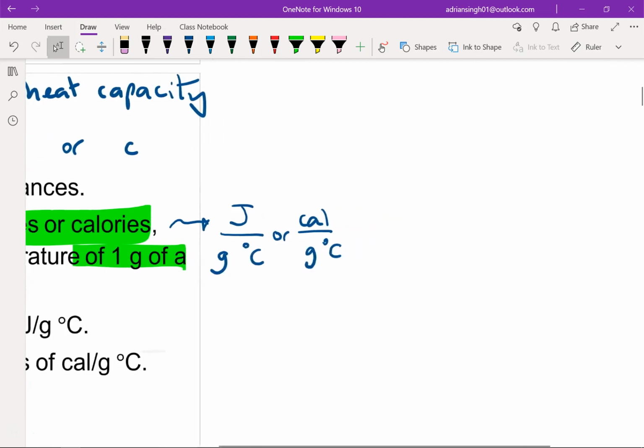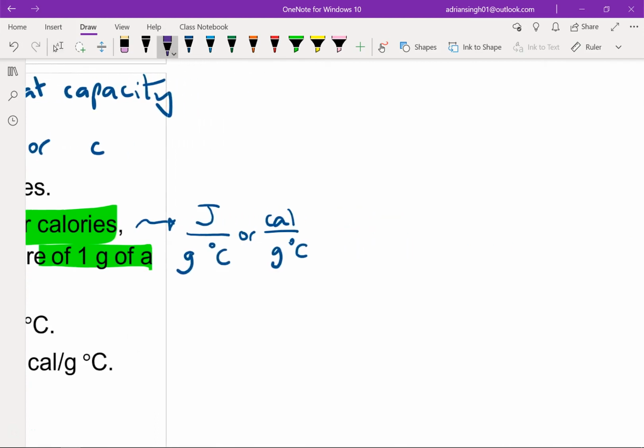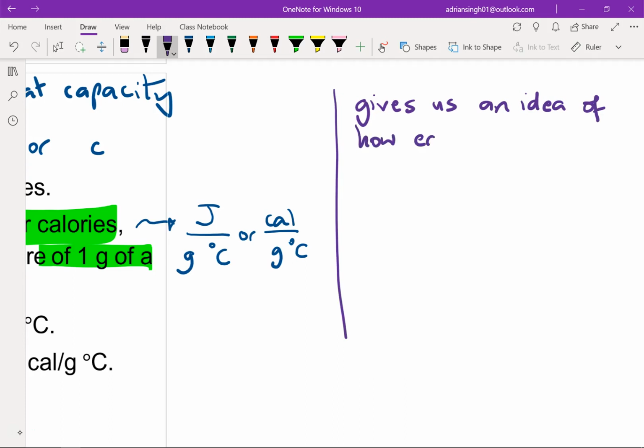So different substances have different specific heats, as you probably could guess, but what exactly does the specific heat really tell us? Well, it gives us an idea of how quickly or how slowly a substance is actually able to warm up or cool down. So if you look at it from a different perspective, it gives us an idea of how easily or how quickly a substance warms up, and conversely how easily it cools down.